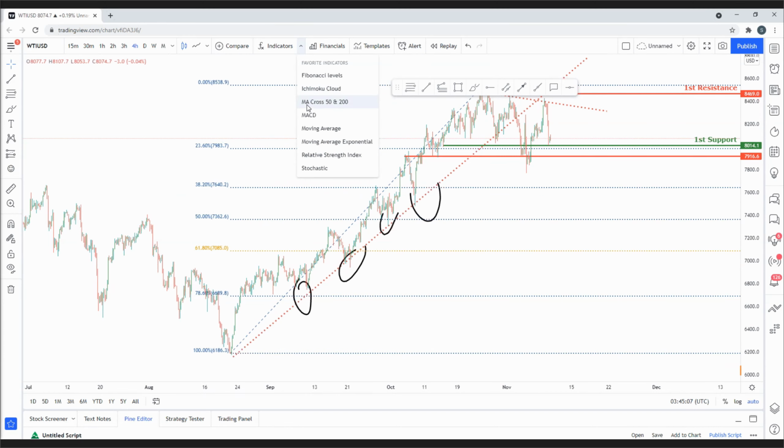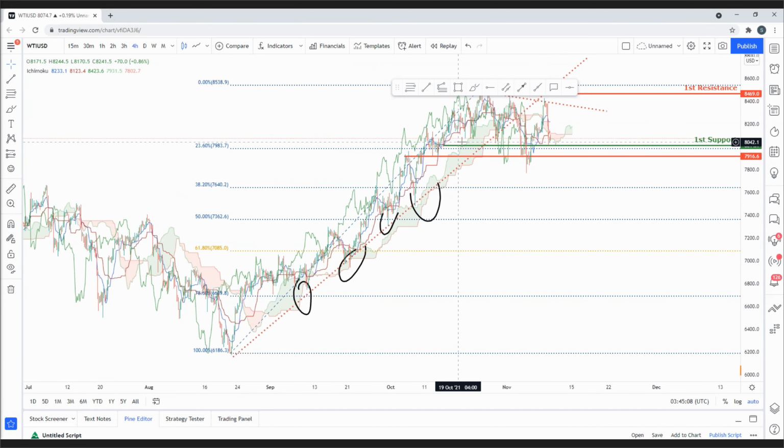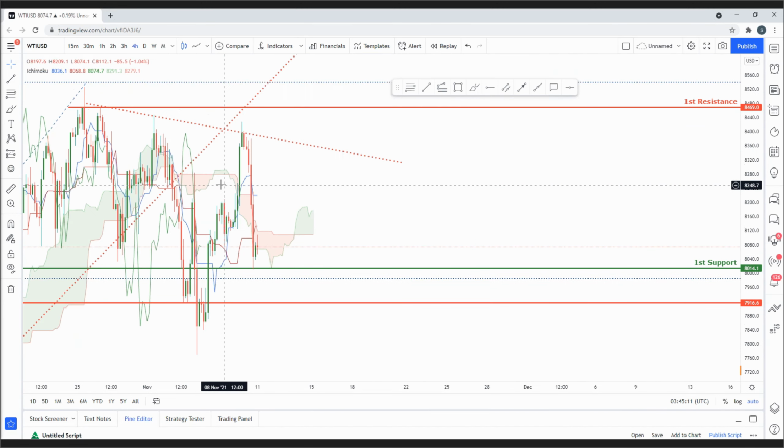Okay, let's use any Ichimoku cloud indicator. I think this is a ranging market, so I don't think it's quite accurate for this. Ichimoku cloud is better. Yes, I agree.